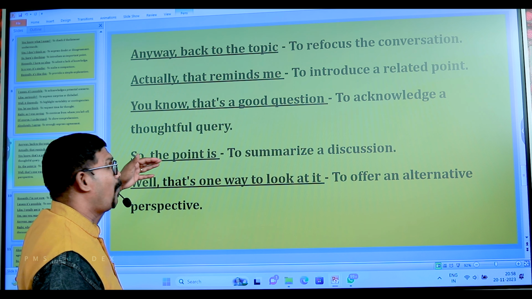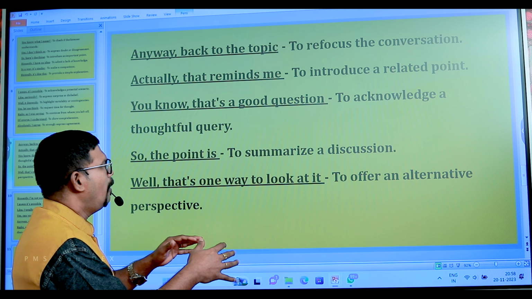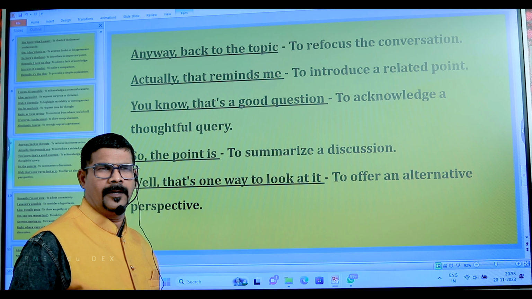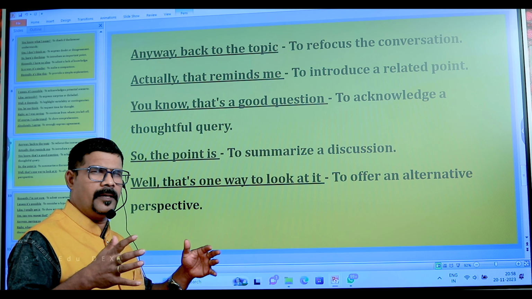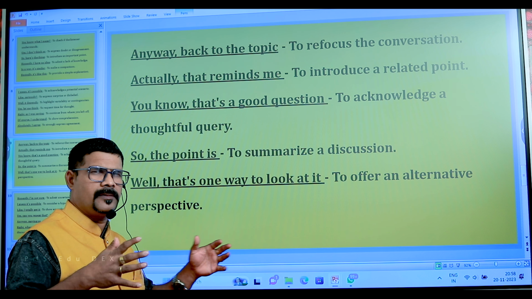So, the point is, to summarize a discussion. When a group discusses something and we want to conclude, at those times we say "so, the point is, what I'm trying to say." We are emphasizing some good points on the spot.